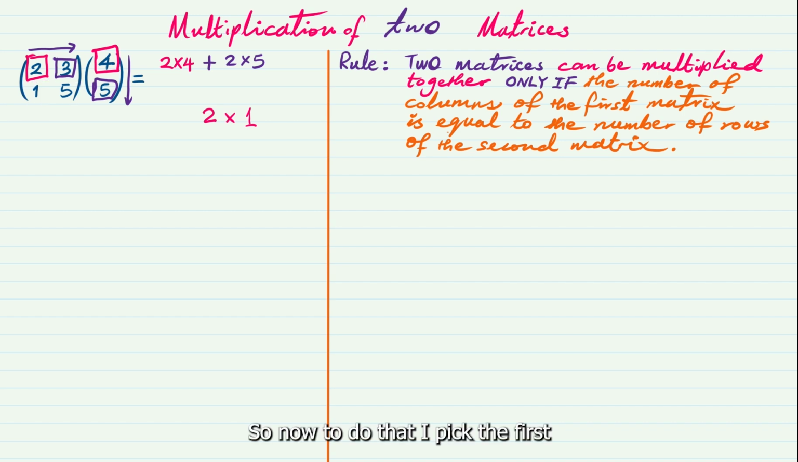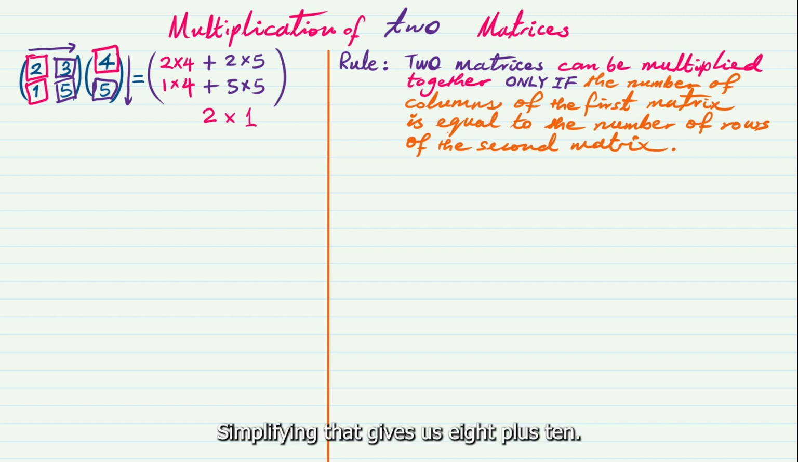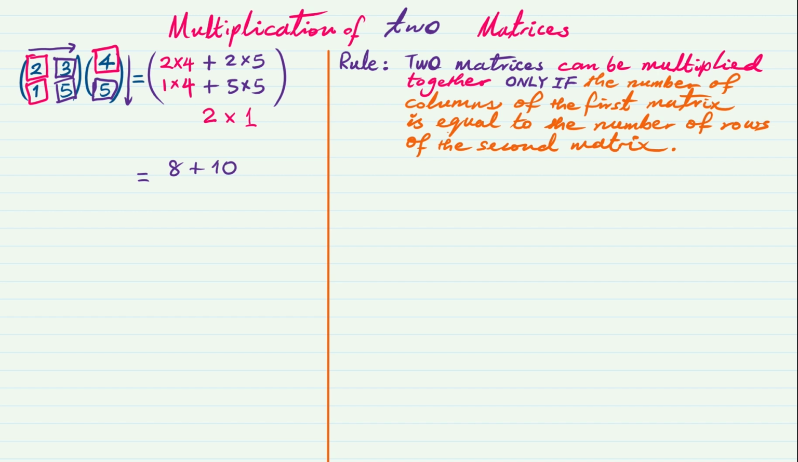Now to do that, we pick the first, which is 1, multiplied by 4, so we have 1 by 4. And then we pick the second, which is 5, and multiply it by the second, which is 5 by 5. And what we want to do is to add both. Simplifying that gives us 8 plus 10, and then 4 plus 25, which gives us 18, 29.